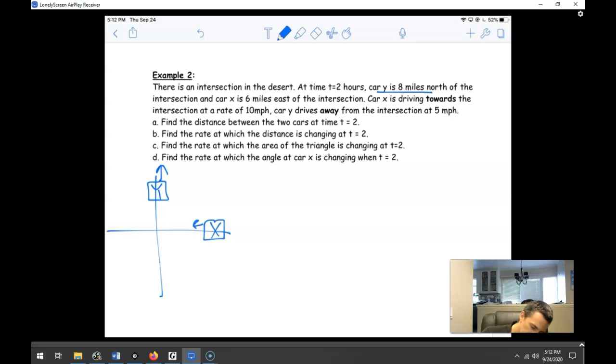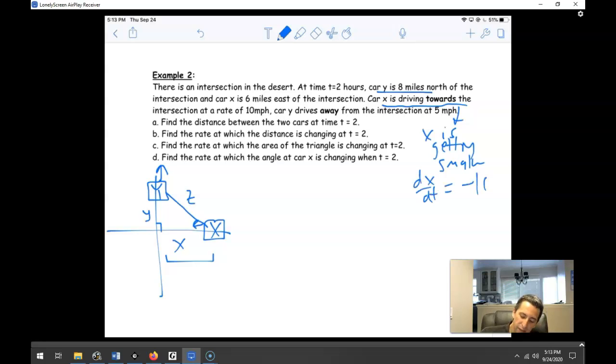So, I mean, we can see it's a right triangle, so I'm just going to draw that out here. Let's call the distance z, let's call this x, let's call that y. It's a right triangle. Now let's see, car x is driving towards the intersection. So hopefully you agree x is getting smaller. If I'm going towards the intersection, this distance between x and the intersection is shrinking. So that's saying dx/dt is actually -10 because that side length is getting shorter.